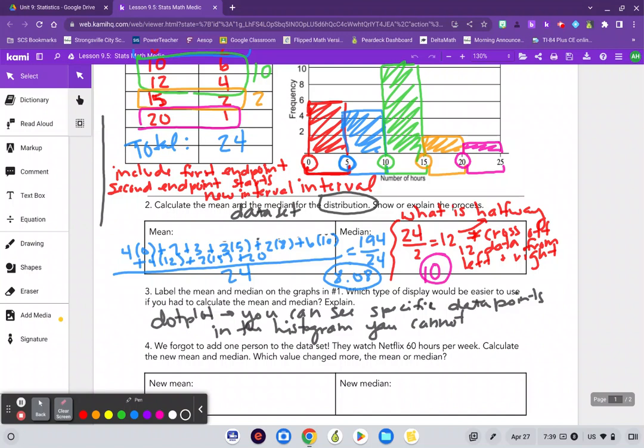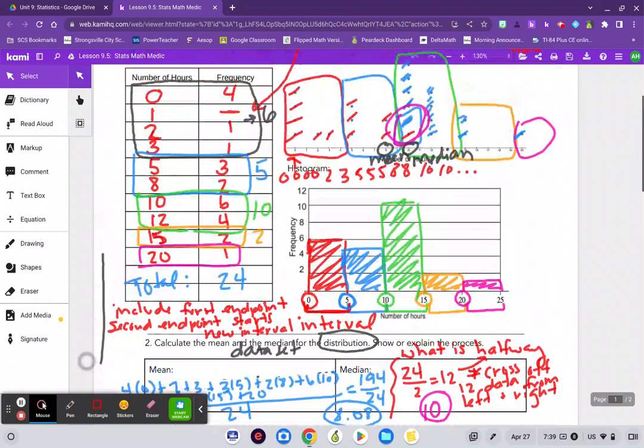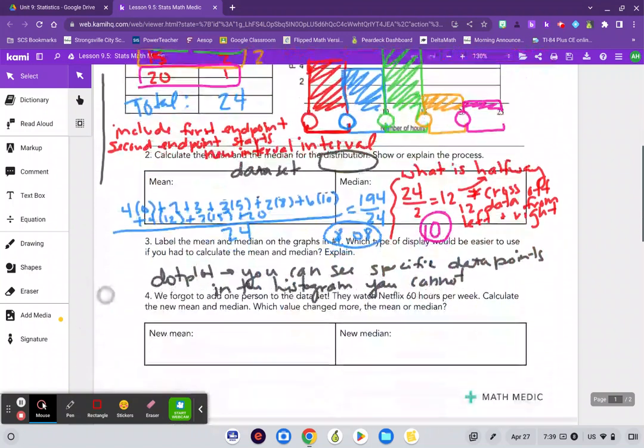So for 0 to 5, I know there are 6 data points there, but from the histogram, I can't tell you, are they all zeros? Are they all ones? Are they split between the 2s and 3s? Whereas in a dot plot, you can see exactly what the data points are. And so I prefer the dot plot.